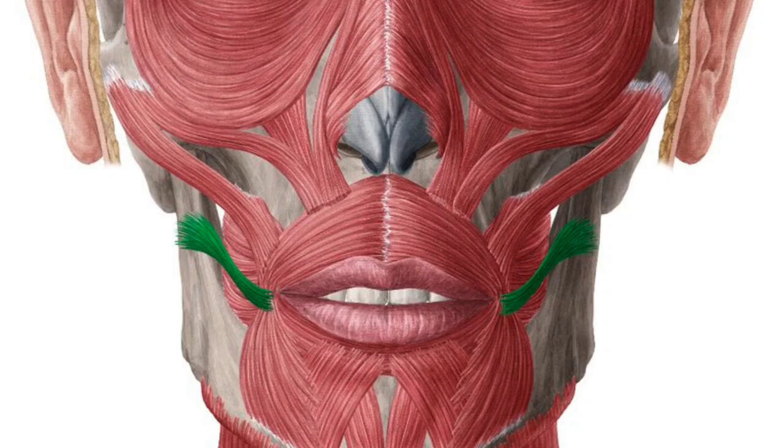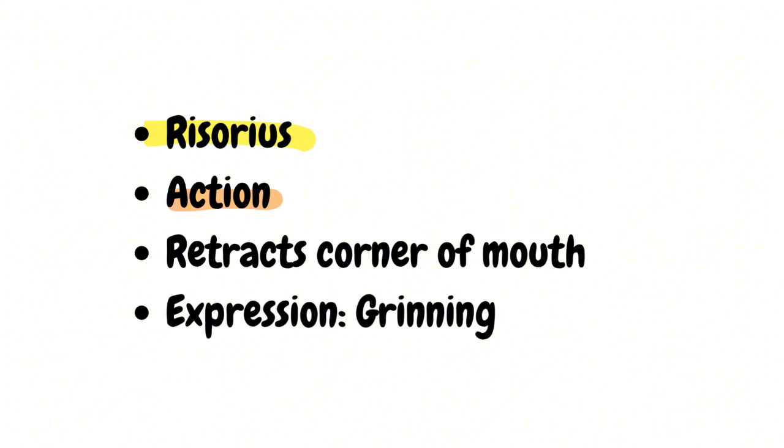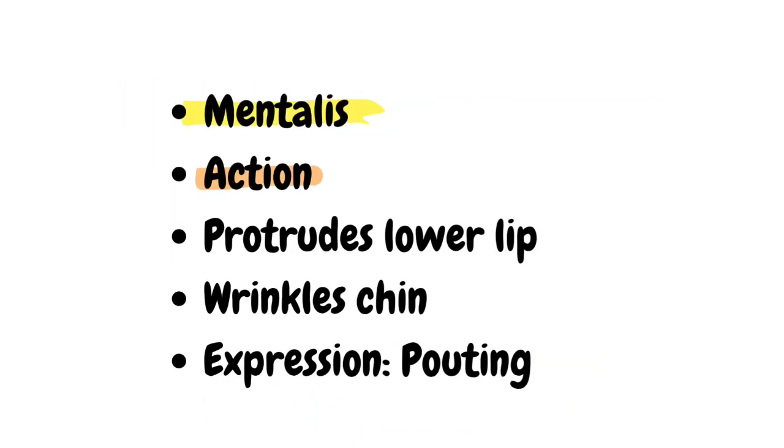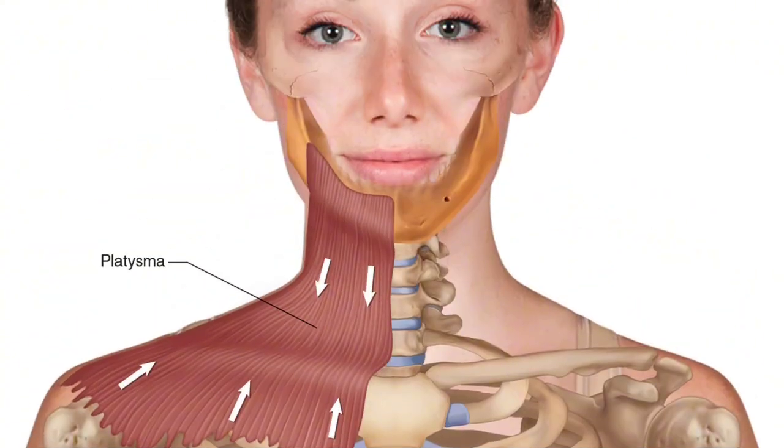The next muscle is called the risorius muscle, as the name indicates. Its action is to retract the corner of the mouth, and the expression of grinning is done by it. Okay, this is your mentalis muscle, and we know what the mentalis muscle does. It protrudes your lower lip, wrinkles the chin, and the expression of pouting is done by it. Last but not least is your neck muscle called the platysma.